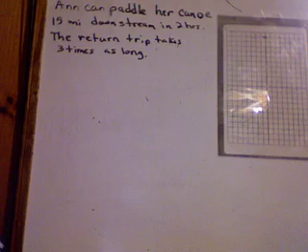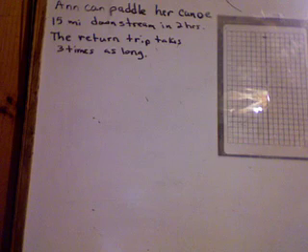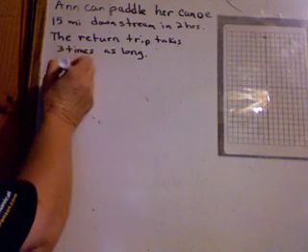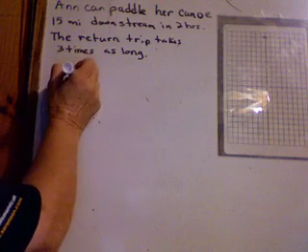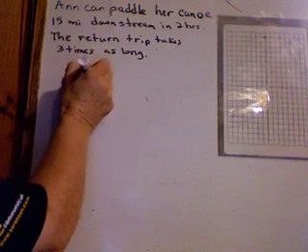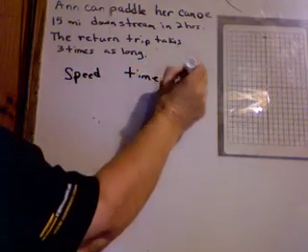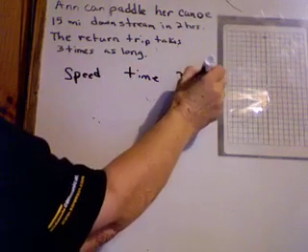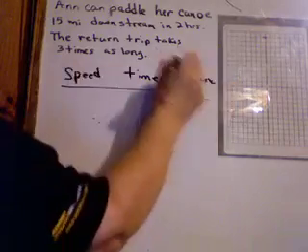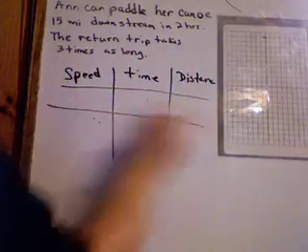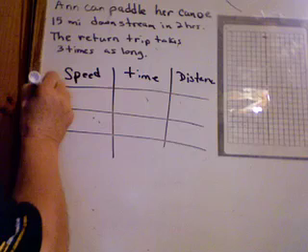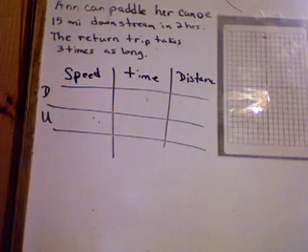Alright, this next problem is a distance, rate, time problem. Anne can paddle her canoe 15 miles downstream in 2 hours. The return trip takes 3 times as long. So basically, you have to set up a chart talking about the information. So we have the speed, we have the time, and we have the distance. And two interesting situations here. We're going downstream and upstream.